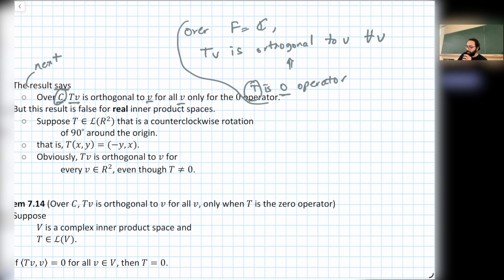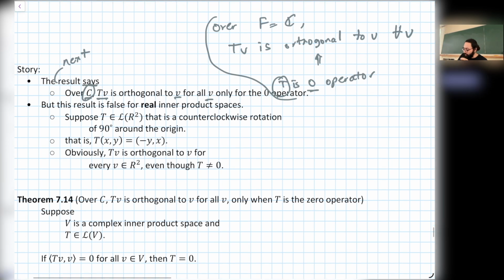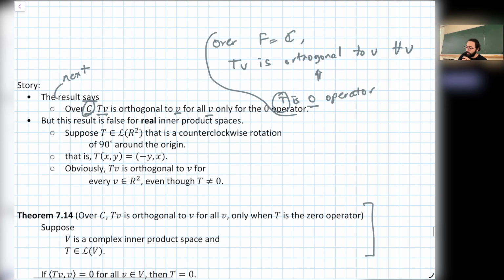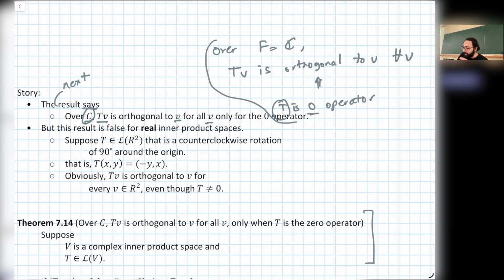Okay. So that is the statement, which we'll prove in just a moment. The interesting thing is that this result only holds when your field is complex. When your field is real, this result is false. And here's a very interesting example.